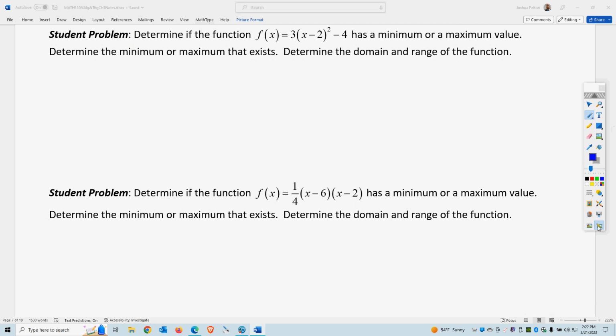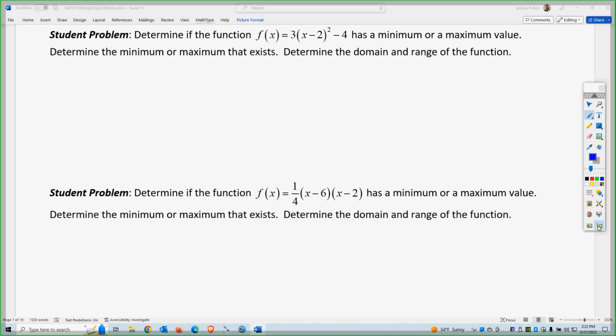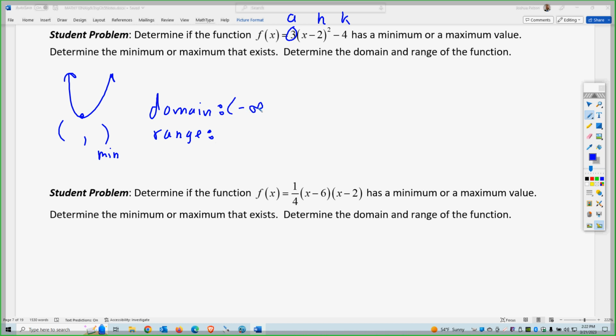Okay, so first the easier of the two. It's already in vertex form. So that's my h and k, and this is a positive a value. So this one goes up, right? So I have a vertex right here, which means this is a minimum. So my domain and range, I go forever left and forever right. And I'm going to go forever up, but I'm going down to a certain value. I'm going to figure out what that is. So my vertex is 2, negative 4, right? So I'm going down to negative 4 essentially.